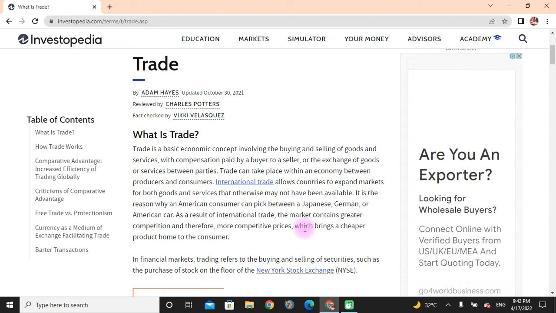Trade can take place within an economy between producers and consumers. International trade allows countries to expand markets for both goods and services that otherwise may not have been available. It is the reason why an American consumer can pick between Japanese, German or American cars. As a result of international trade, the market contains greater competition and therefore more competitive prices, which bring a cheaper product home to the consumer.